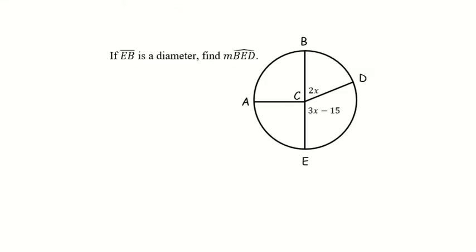Let's do one more example, this time with a little bit of an algebra application. Again, segment EB is a diameter. And they would like us to find, in this problem, the measure of arc BED. So from B to D through E.